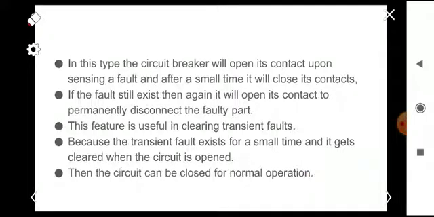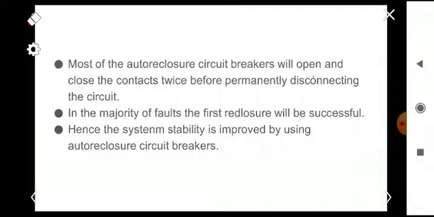So in auto reclosure type circuit breakers, after the occurrence of a transient fault, the circuit breaker will open, and after a certain time it will close its contacts. Most of the auto reclosure circuit breakers will open and close the contacts twice before permanently disconnecting the circuit. In the majority of faults the first reclosure will be successful, and hence the system stability is improved by using auto reclosure circuit breakers.